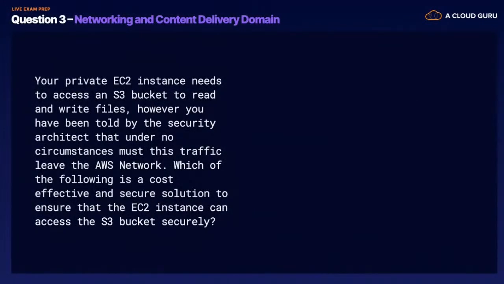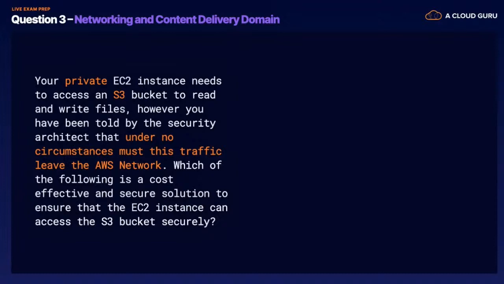Okay, question 3. Sorry, it's quite a long question with a bit of scenario. Your private EC2 instance needs to access an S3 bucket to read and write files. However, you've been told by the security architect that under no circumstances must this traffic leave the AWS network. Which of the following is a cost-effective and secure solution to ensure that the EC2 instance can access the S3 bucket securely? Okay, so that is our question.